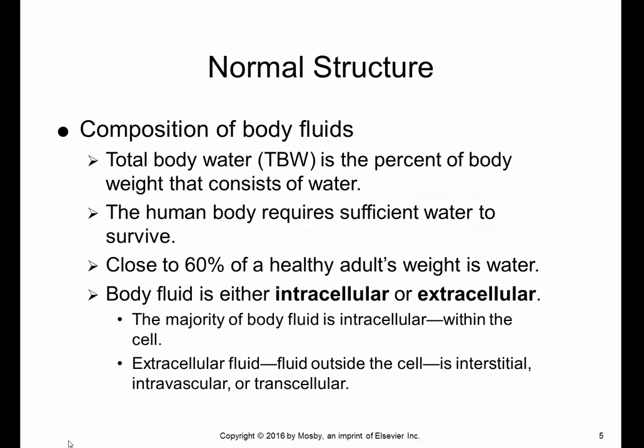We know that there are normal structures, the composition of our body fluids, we have our total body water, which is the percentage of weight that consists of water. We do need a sufficient amount of water in order to survive. Approximately 60% of an adult's weight is water or fluids, and these can either be intracellular or extracellular fluids.